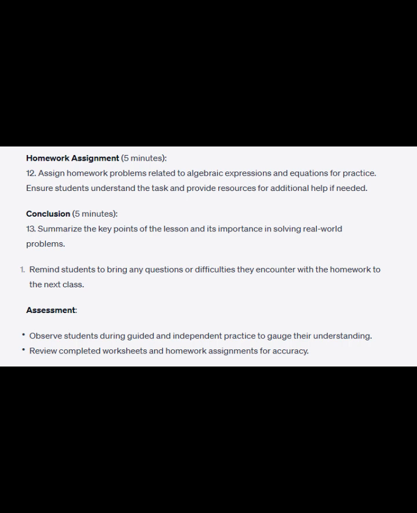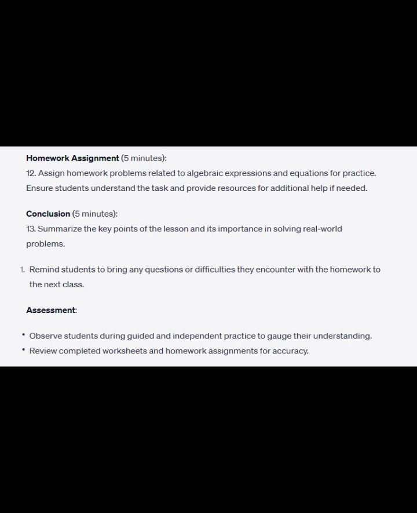Conclusion: 5 minutes. 13. Summarize the key points of the lesson and its importance in solving real-world problems. Remind students to bring any questions or difficulties they encounter with the homework to the next class.